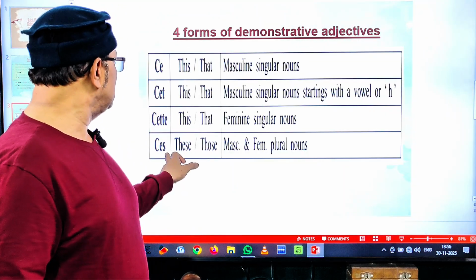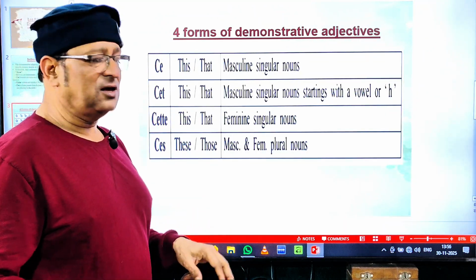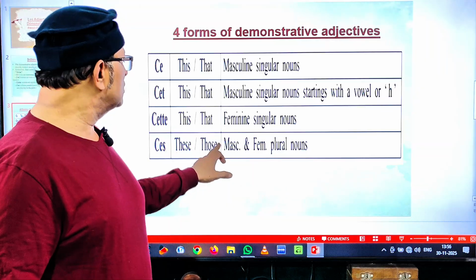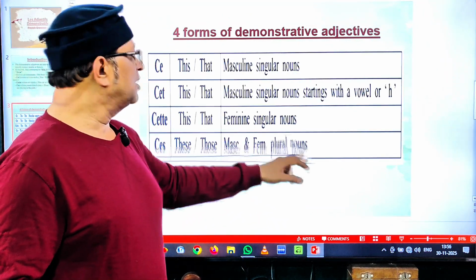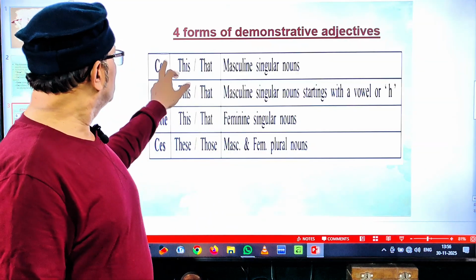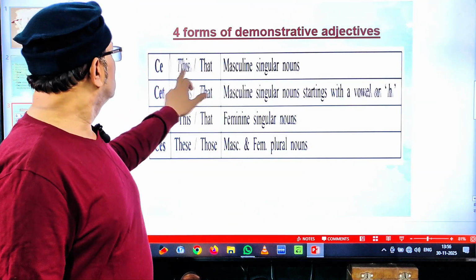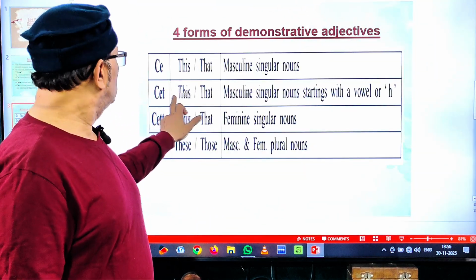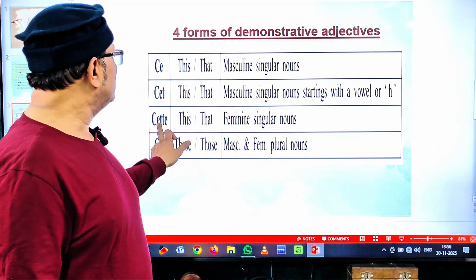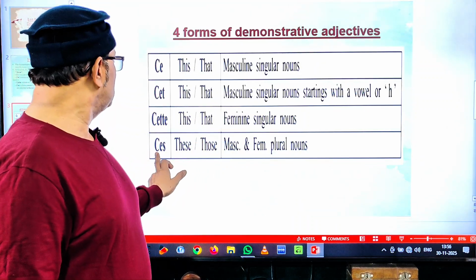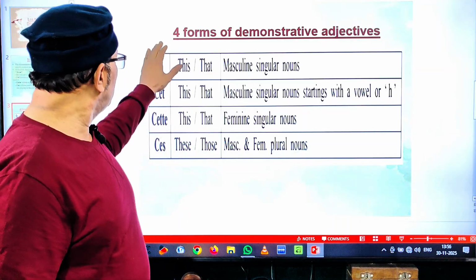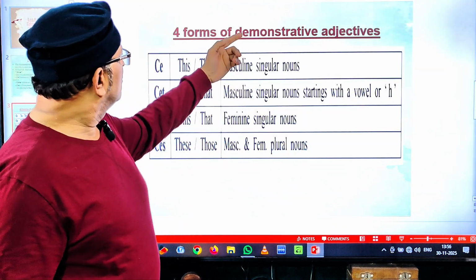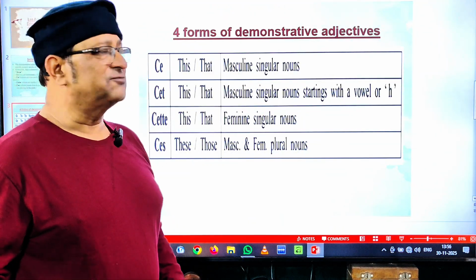And the last one is ces, pronounced say, meaning these or those, and it is used with masculine as well as feminine plural nouns, for both. First word, ce, this or that, cet, this or that, cette, this or that, and ces, these, those. So we have 4 words for demonstrative adjectives.